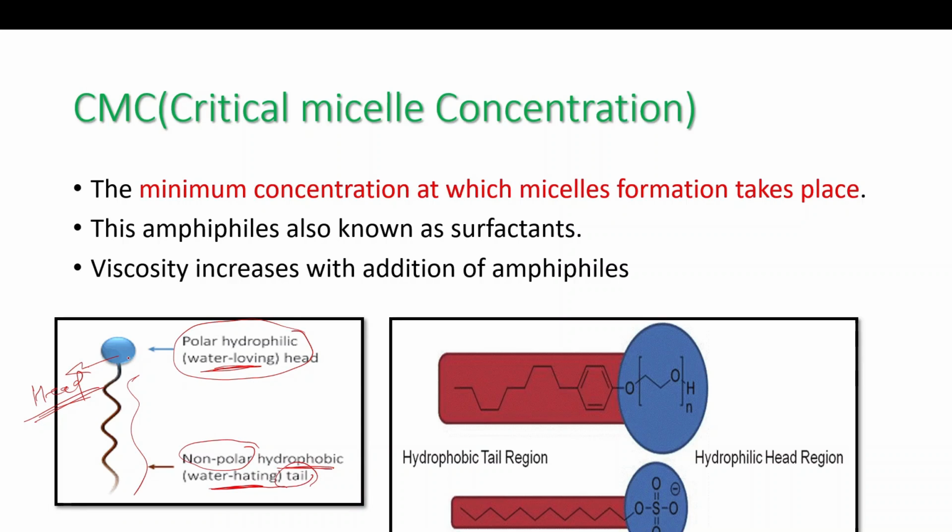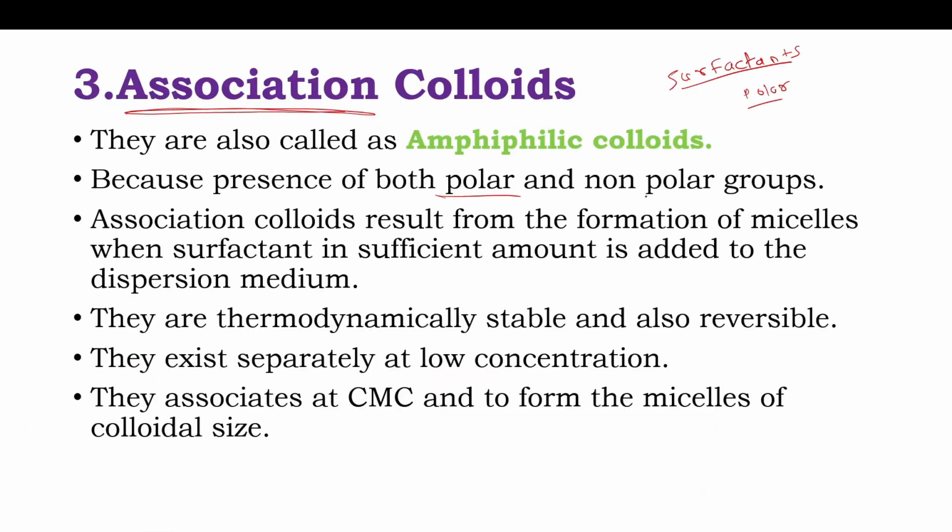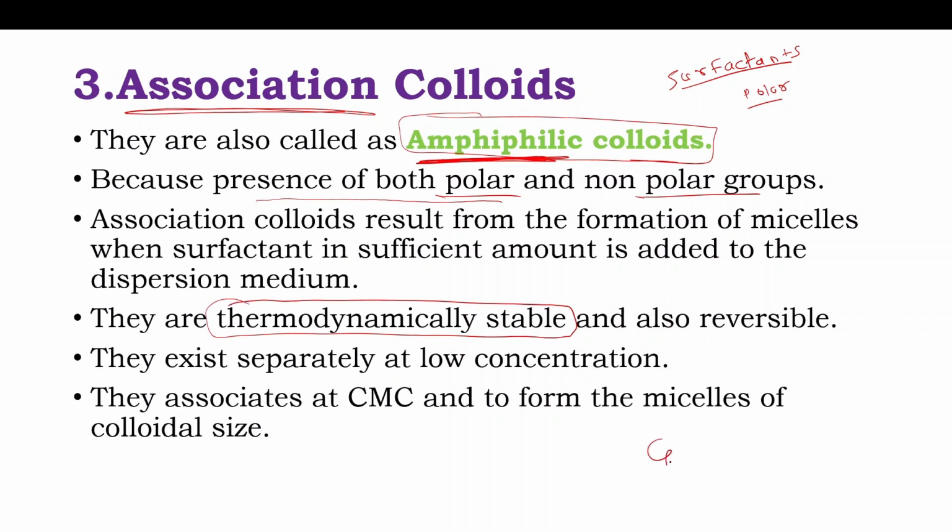Okay, and when we illustrate this head, there are positive and negative charges. When there are positive and negative charges, then there are polar and non-polar groups. Okay, polar and non-polar groups are there. So because of the presence of polar and non-polar groups, they are known as amphiphilic colloids. So they are also thermodynamically stable because there is a good interaction.